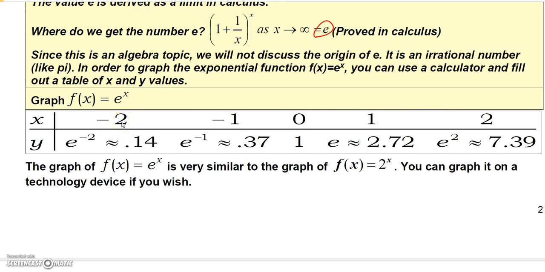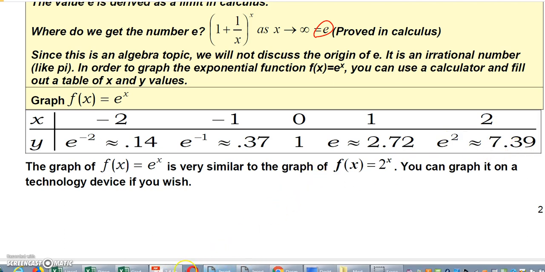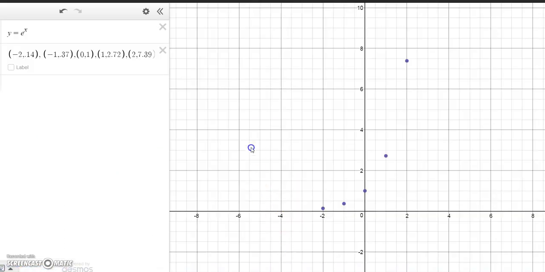So when x is negative 2 on the calculator, e^-2 comes out to be 0.14. e^-1 comes out to be 0.37. e^0 is 1. e^1 is approximately 2.72. And e squared is approximately 7.39. So if you were to take some graph paper and plot those points, this would be (-2, 0.14), (-1, 0.37), (0, 1), (1, 2.72), and (2, 7.39).